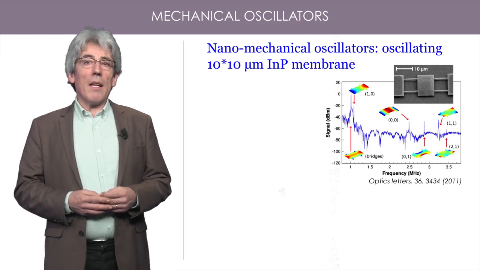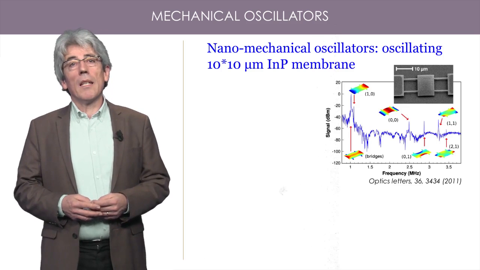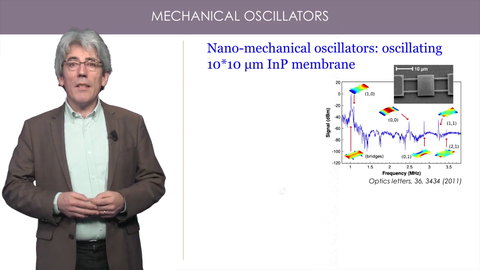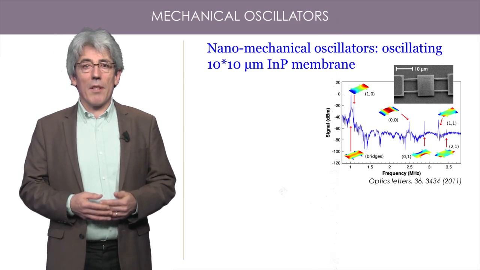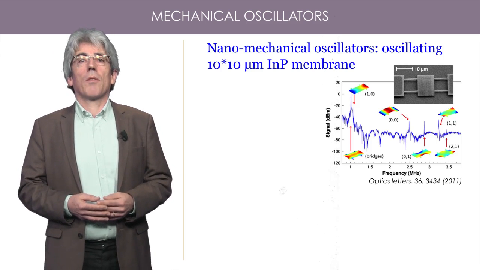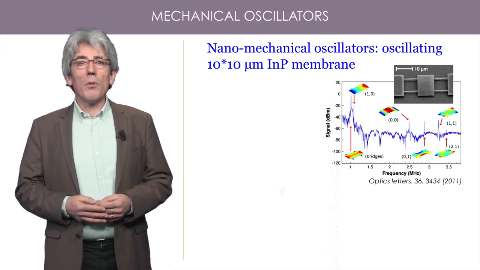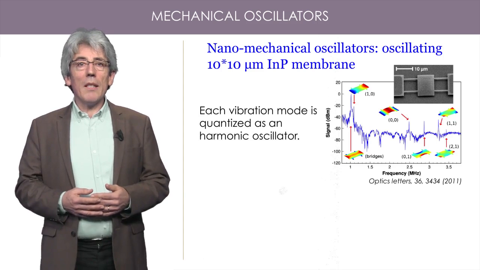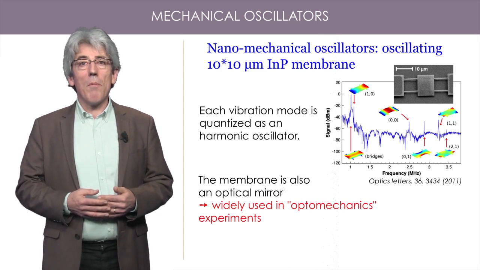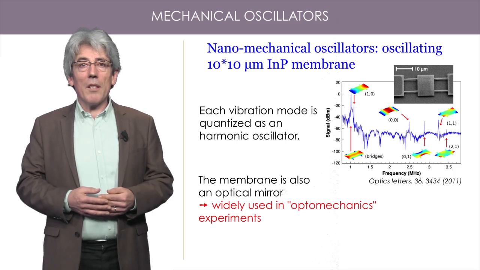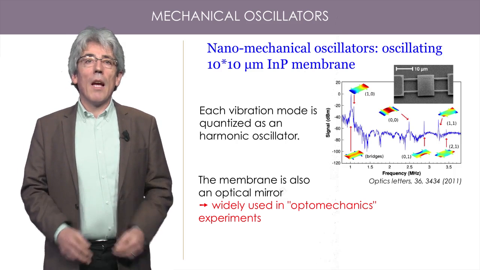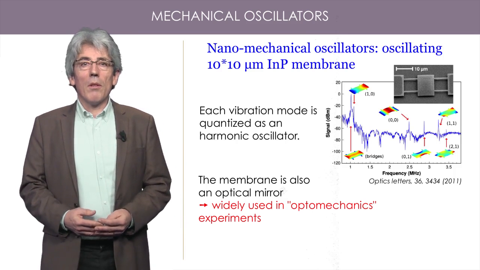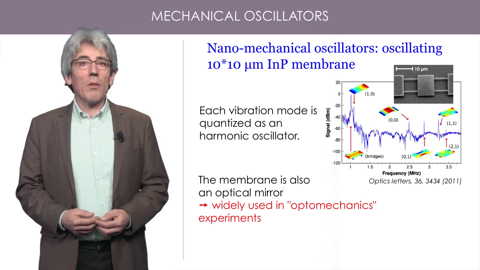The picture on the right represents a 10 micrometer square indium phosphide suspended membrane. The thickness of the membrane is in the range of 100 nanometers. It presents drum modes with very high quality factor. Each of these modes is quantized as a single harmonic oscillator. In addition, the membrane is a good optical mirror, providing a means to apply a force by using the radiation pressure of reflected light. Here again, as in the case of trapped ions, one can control the motion of the mirror down to the ground state by using laser cooling techniques.